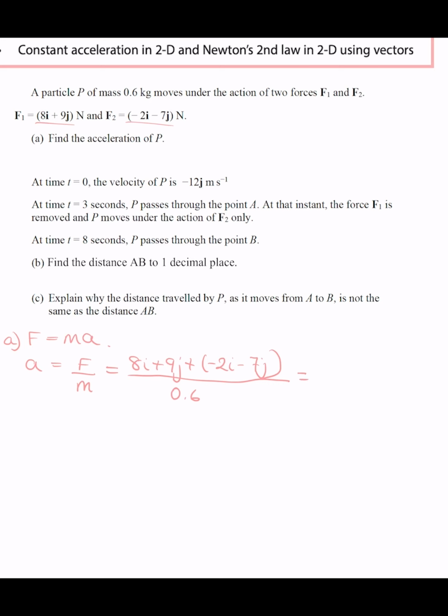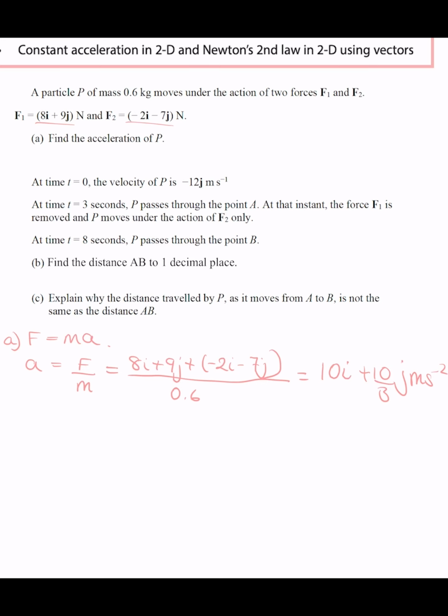In my calculator I've got 8 minus 2, which is 6, divided by 0.6, which gives me 10. So I've got 10i, and then 9 minus 7 divided by 0.6, which gives me plus 10 over 3j. And that's my acceleration, in meters per second squared.